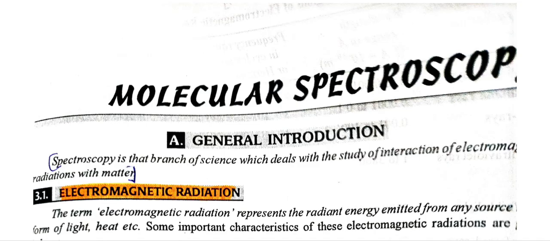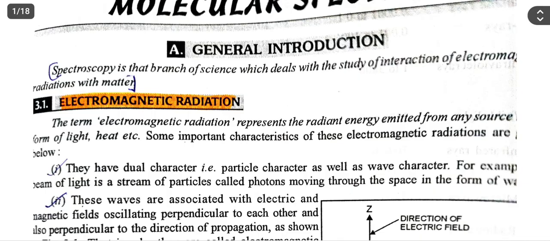Molecular spectroscopy. General introduction. Spectroscopy is that branch of science which deals with the study of interaction of electromagnetic radiations with matter. Electromagnetic radiation. The term electromagnetic radiation represents the radiant energy emitted from any source in form of light, heat, etc. Some important characteristics of electromagnetic radiation are below.